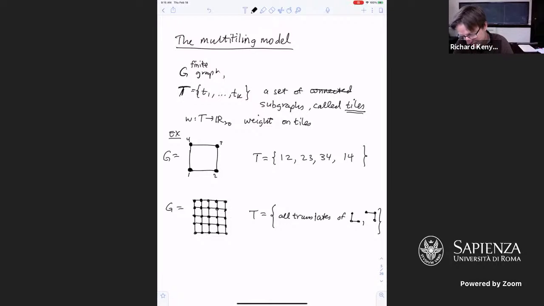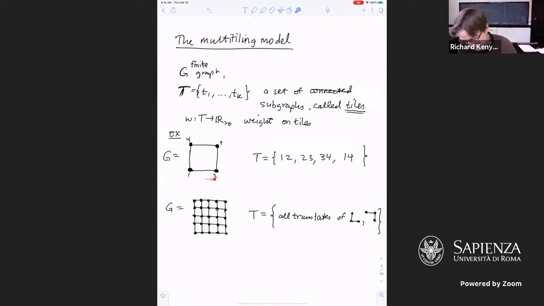Each of these Ti's is a subgraph. You can think of it as an induced subgraph. So just a collection of vertices along with the edges that connect them. And each tile is going to have a weight W sub T, if you like. Okay, a positive real weight on each tile.